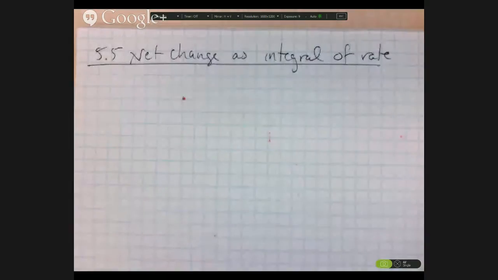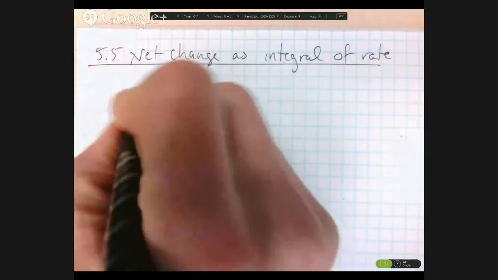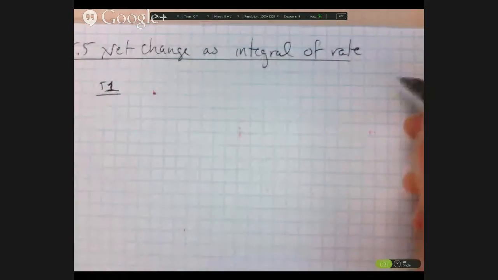Yep, gotta formalize. Okay, integrals. Net change as the integral of rate. Here's the theorem. It's Theorem 1. And let me remind you of something.